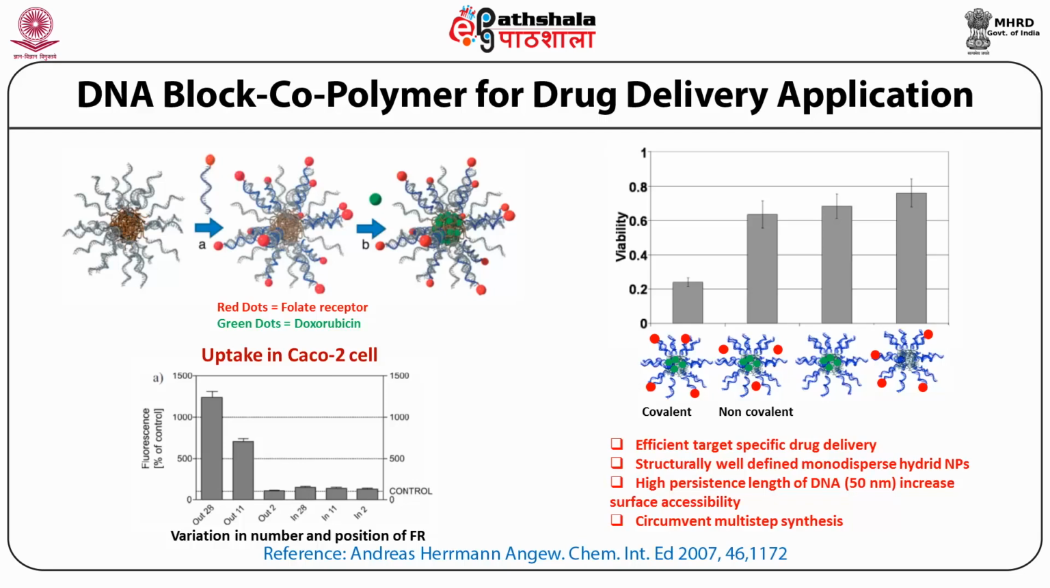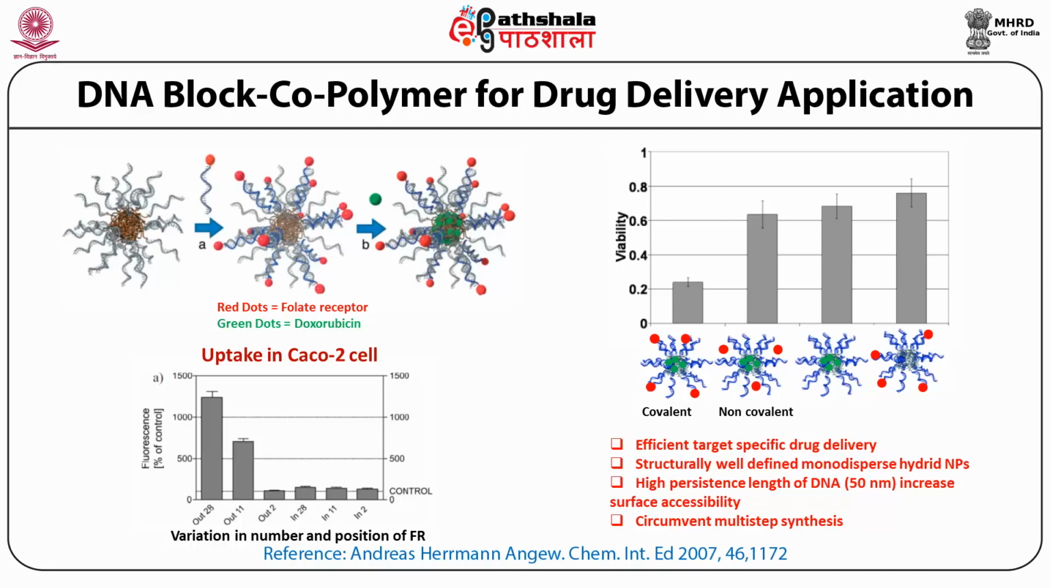Now doxorubicin, which is represented by the green dot, can be incorporated within this hydrophobic core, so it can actually go inside the core, doxorubicin drugs. Now the number of this folate receptor can be varied, and in this example they have varied the folate receptor, and they have preferentially put the folate receptor in different parts of the micelles.